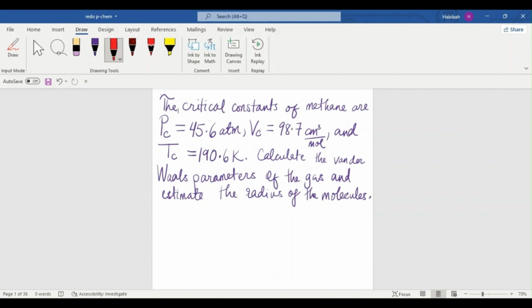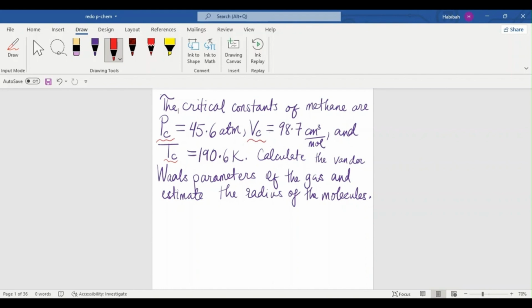So the first thing you have to know is this. We're told that the critical constants of methane are PC equals 45.6 atmospheres, VC equals 98.7 centimeter cube, and TC equals 190.6 kelvins. The first thing you have to do is remember that PC represents what is called critical pressure, VC is critical volume, and TC is critical temperature. Looking at the volume, we're told it is centimeter cube per mole. This is not just volume by itself, this is actually molar volume. So this is the critical molar volume.